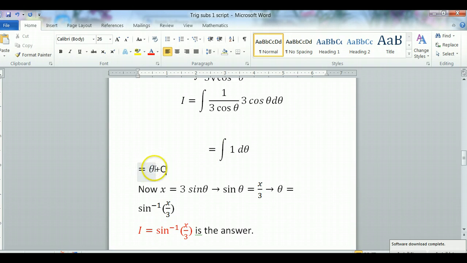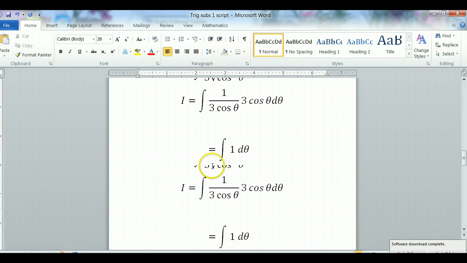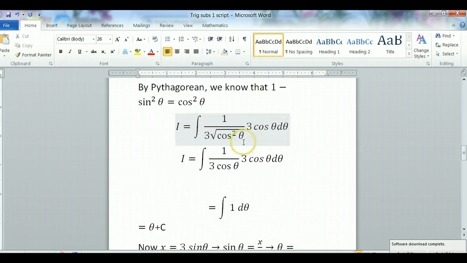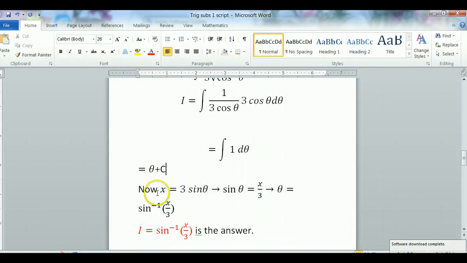But you can't leave the answer as theta, you need to plug it back. Now, how you need to convert this into x, because we started the integral with x. So we need to give the answer also in terms of x. So how do we do that? Now we know that x is equal to 3 sine theta. We need to solve this for theta. So first we solve it for sine theta.